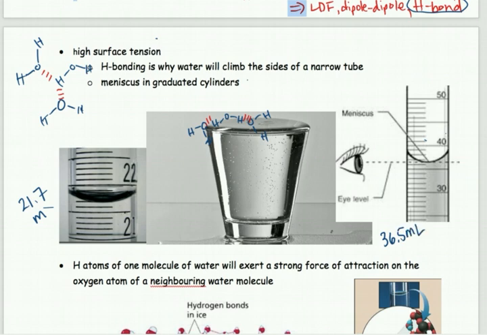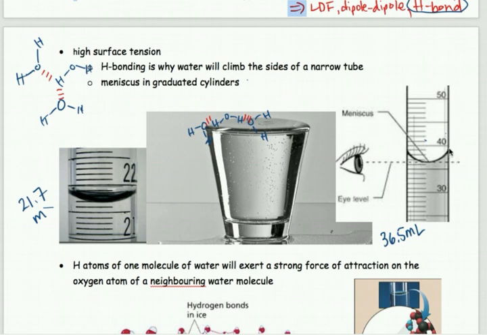So anyway, this isn't about measuring today, but I just wanted to show you that when you are pouring things into a slim container like a test tube or a cylinder and so forth, you're going to find that there's a meniscus forming here.